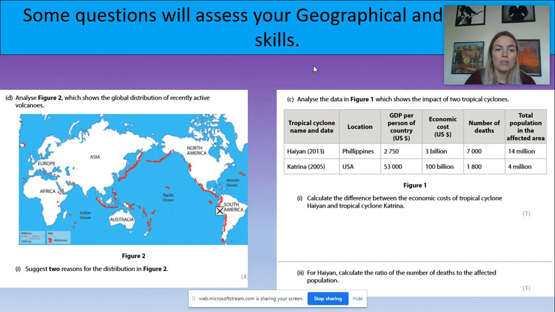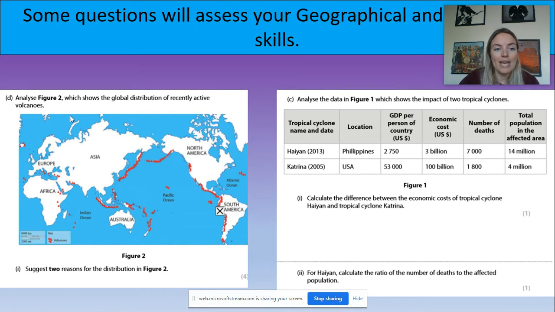So your geography skills will focus on map work, on data presentation, so you'll need to understand how to read different graphs. You might have to evaluate the use of a graph. Why is it good? Why is it bad? And you will also need to be able to extract data.